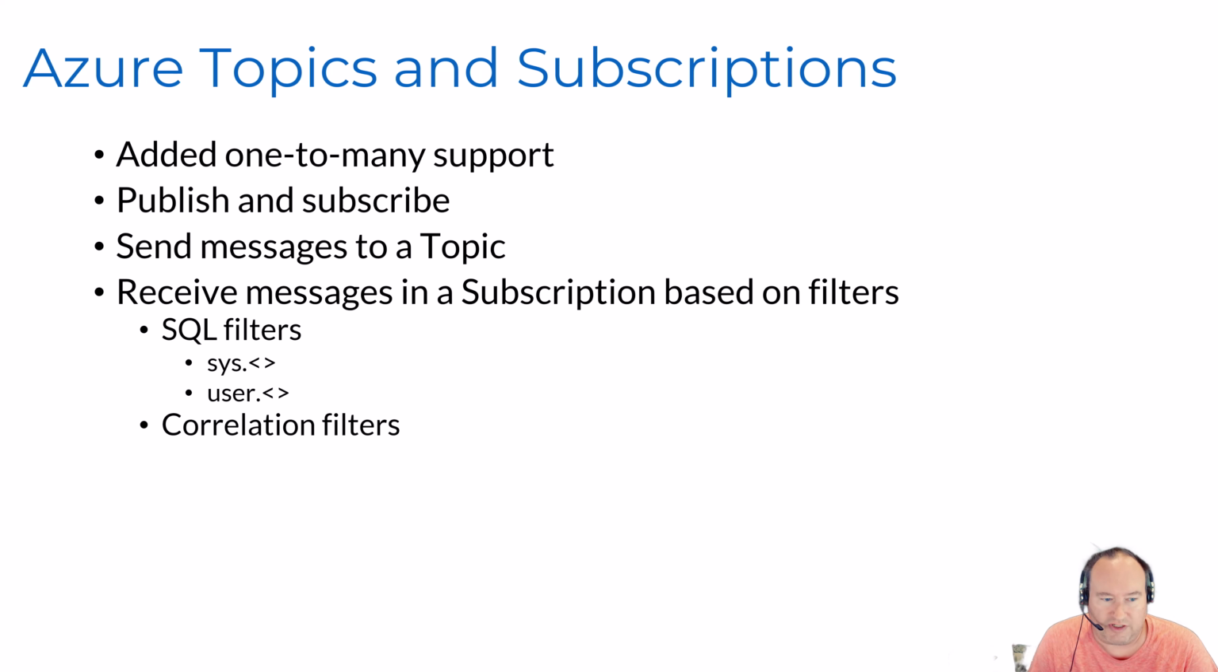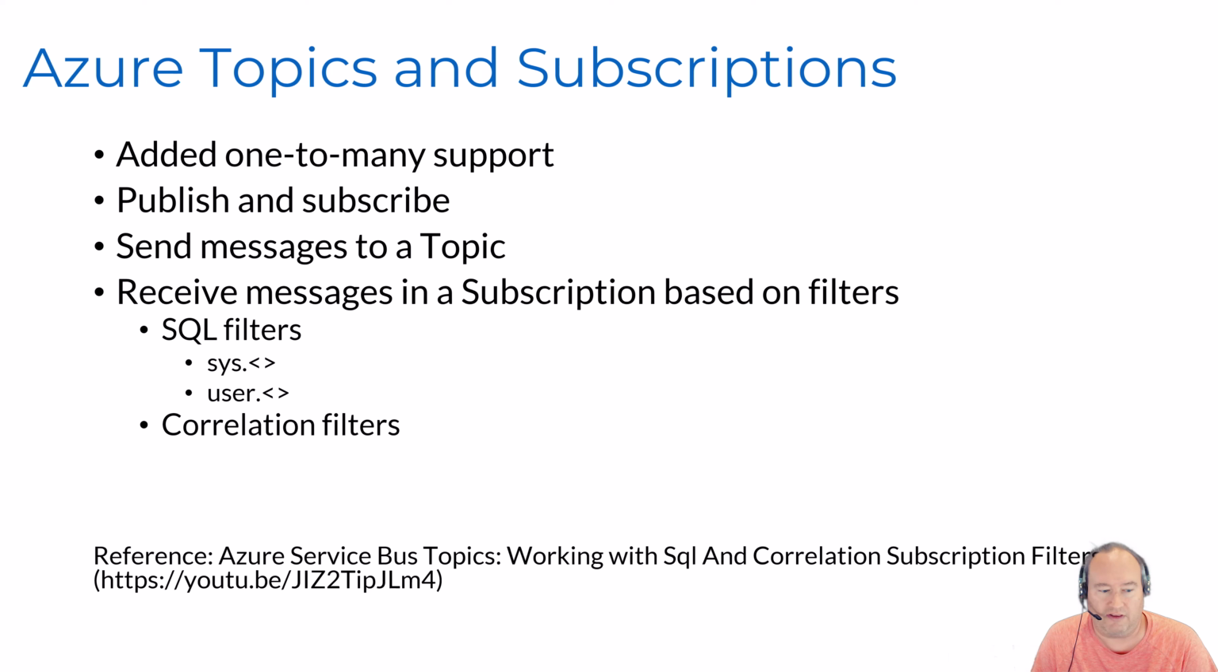Subscription filters can be set up in two different manners. First off, there's SQL filters, which look very similar to a SQL expression, and you can access system and user properties by using sys dot and user dot. The second type of filter conditions is correlation filters. I also have a separate video that goes into these in more detail, and that can be referenced below.